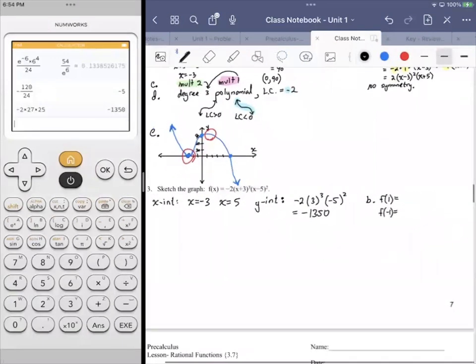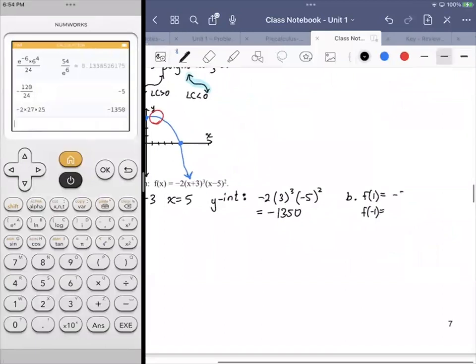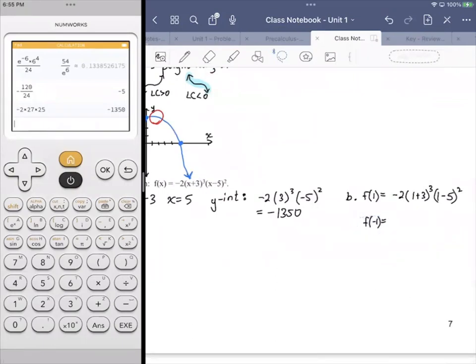All right, so I'm going to get -2 times (1 plus 3) cubed times (1 minus 5) squared. And then just do the same thing again, just with a -1. We're looking for what we call a counterexample, some sort of computational process that disproves a rule, because usually it's easier to disprove than it is to prove.